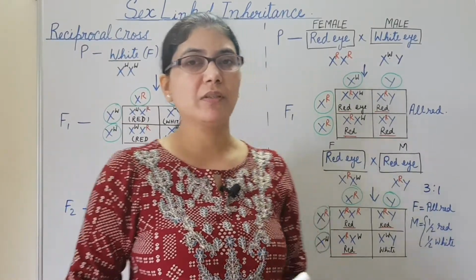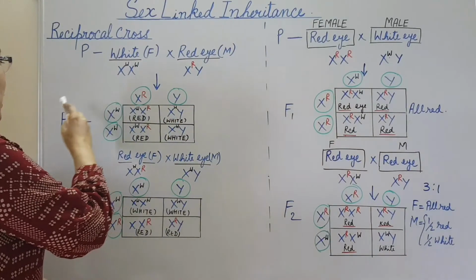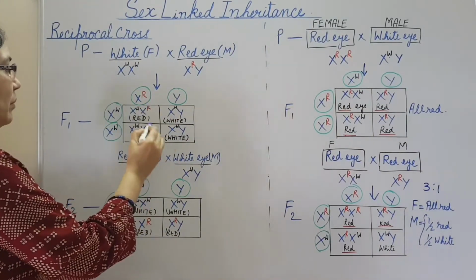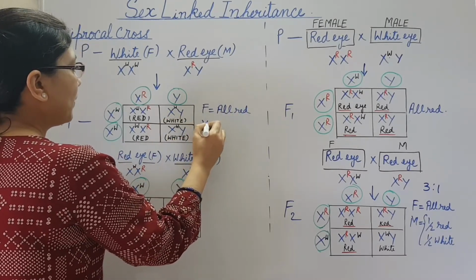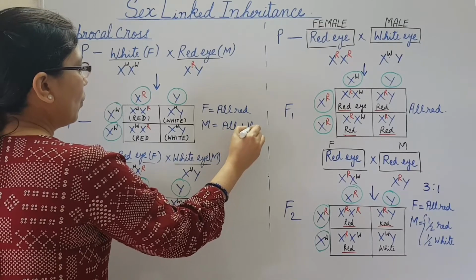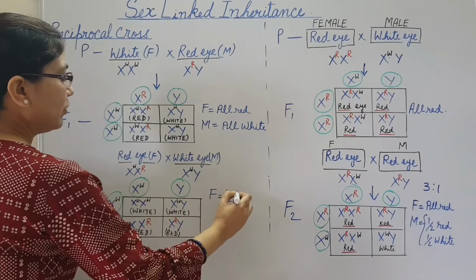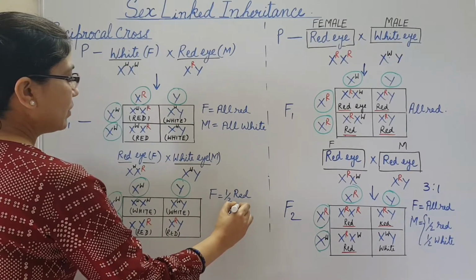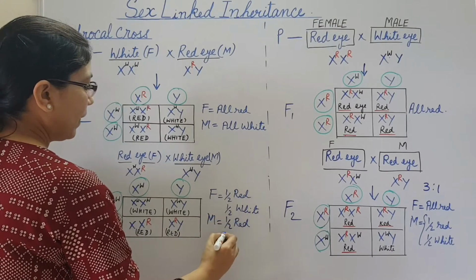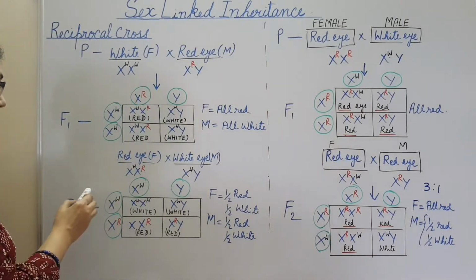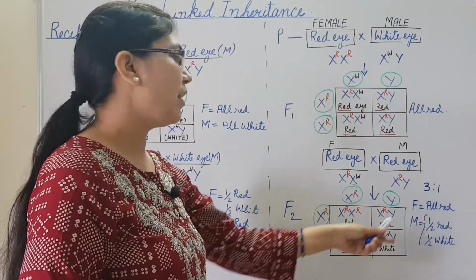Now let us see the reciprocal cross. Here a white-eye female is crossed with a red-eye male, instead of a red-eye female and a white-eye male. If we see the F1 generation, all the females are red and all the males are white. Then the F1 female is crossed with the F1 male. In the F2 generation, half of the females have red eye and half have white eye. Similarly, for males, half are red-eye and half have white eye. So here we see that the phenotypic ratio in the F2 generation of the reciprocal cross is different from the phenotypic ratio of this F2 generation.